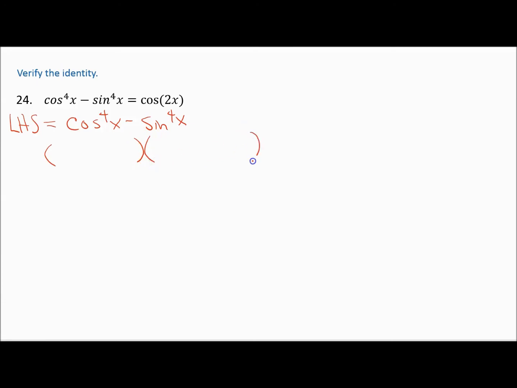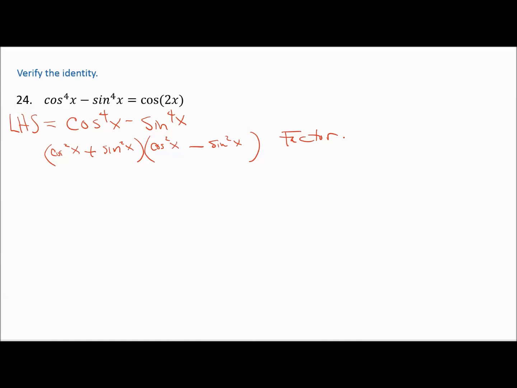Remember, it factors into one plus factor and one minus factor. And then the first spot on both of these is the square root of the first term. So the square root of cosine to the fourth of x is cosine squared of x. And the square root of sine to the fourth of x is sine squared of x. Okay, so we just factored. In particular, we factored using the difference of squares technique.